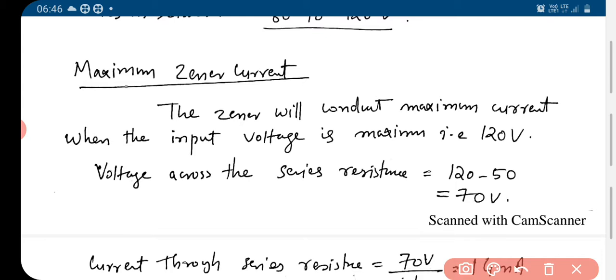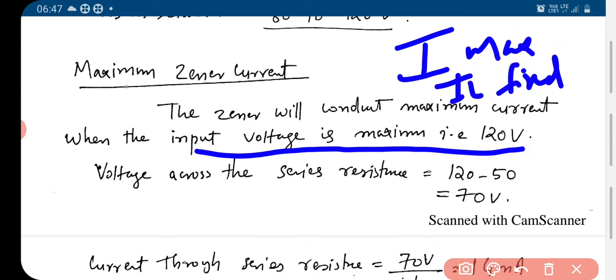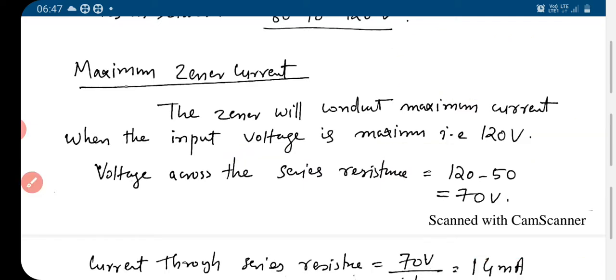Maximum Zener current. The Zener will be conducting maximum current when the input voltage is maximum. As I explained, when the input voltage is maximum, the current through the series resistance will be maximum, and the load current is fixed. Load current is always fixed, so the Zener current I_Z will be maximum. So we have to find that maximum Zener current.